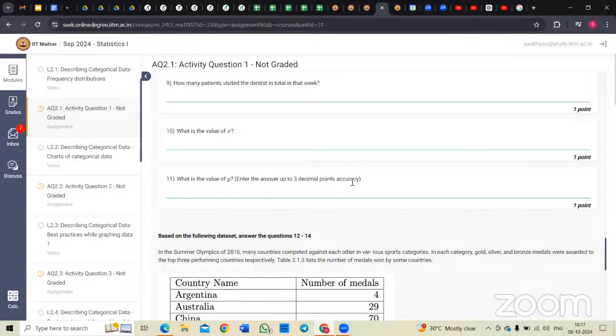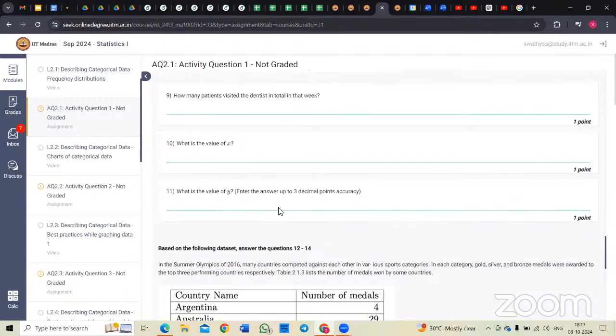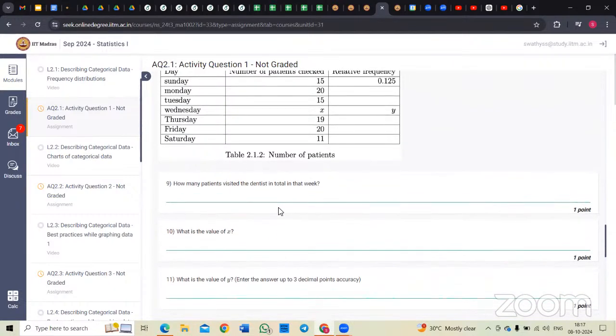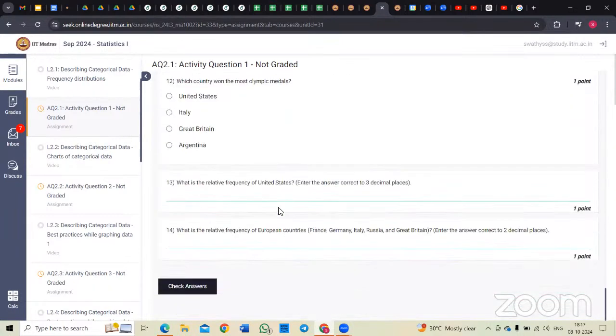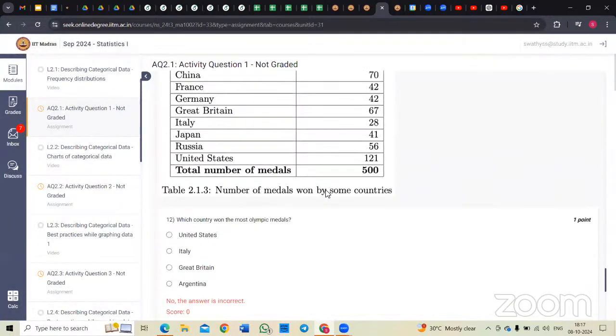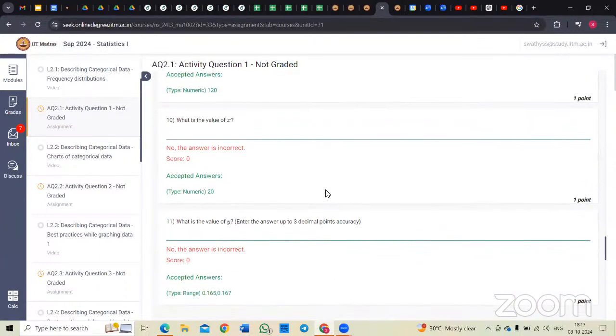Ma'am, for question 11, I put the value as 0.165, but it's still showing incorrect answer. In the accepted answers, it shows 0.165 and 0.167. Yeah, and what is your answer? 0.165. Then also it is not accepting. When I type 0.165 and check my answers, it gives an incorrect answer.